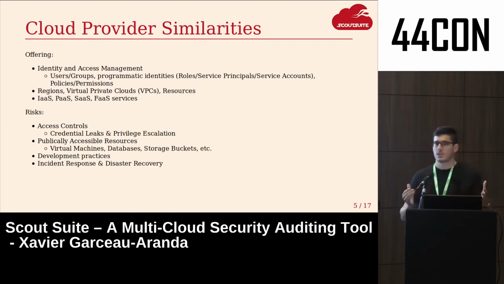The big one, as always, is identity and access management. Any cloud provider is going to allow you to create users, create groups, and have some kind of programmatic identities so that your code can authenticate to the cloud provider and access other services. So in AWS, it's roles, you have service principals in Azure, you have service accounts in GCP, and obviously you always have some sort of policies or permissions that allow all of these identities to carry out actions and interact with the different services, right?